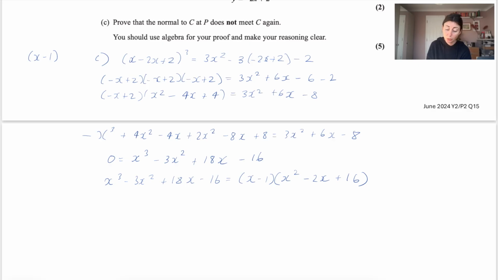Now we want to prove they don't meet again. So that means this discriminant, b squared minus 4 times a times c, hopefully, well, I can see, but hopefully will be negative, minus 60. So that's got no real roots. Therefore, they do not meet again.